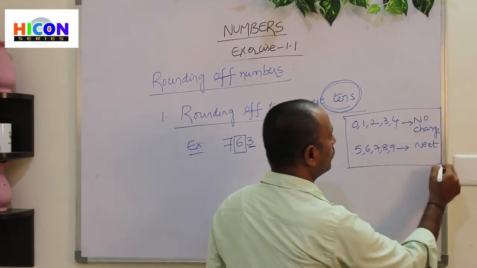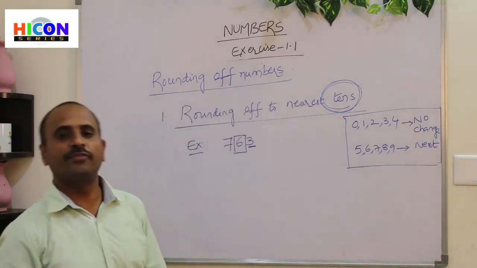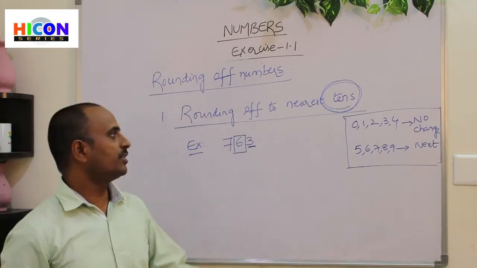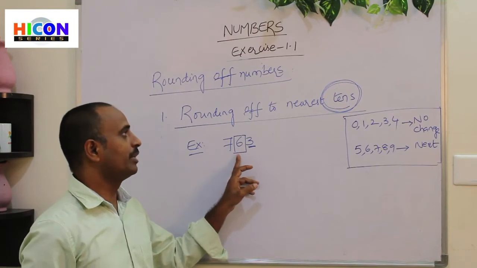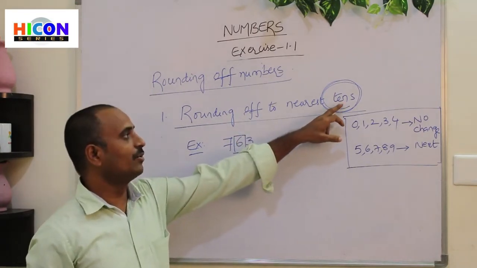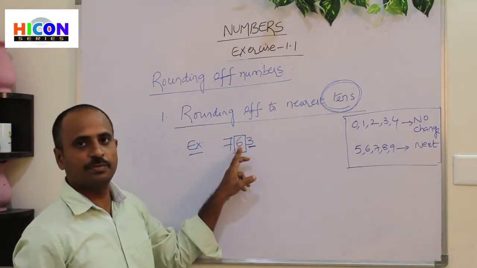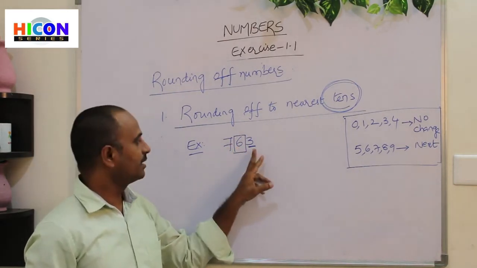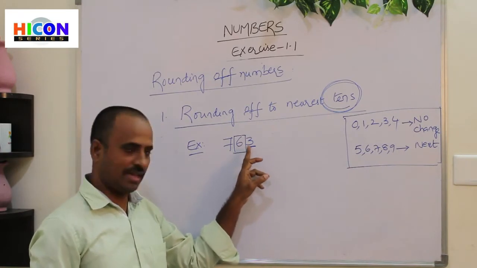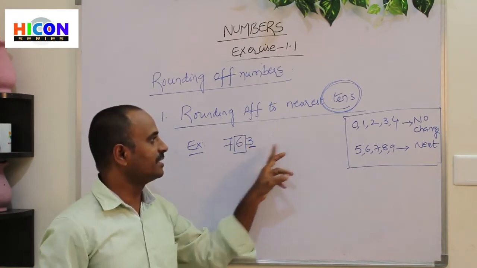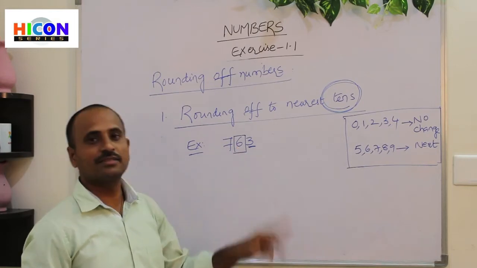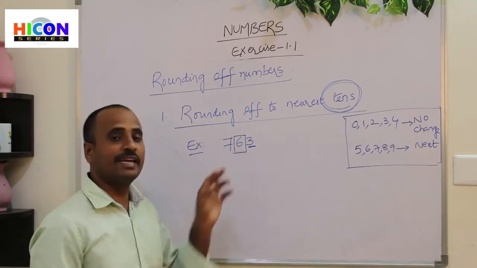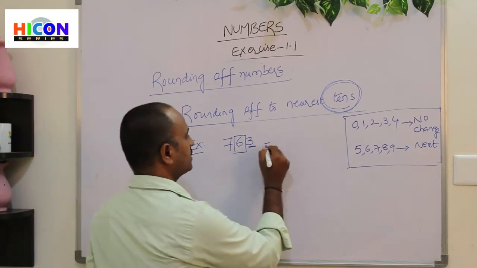Children, remember these two points. By using them, we can simply round off the given numbers to the nearest tens, hundreds or thousands. First, identify the digit in the tens place. Here 6 is in the tens place. Now we check the next digit. Here the next digit is 3, which is less than 5. So keep the same tens. That means the tens should not be changed.